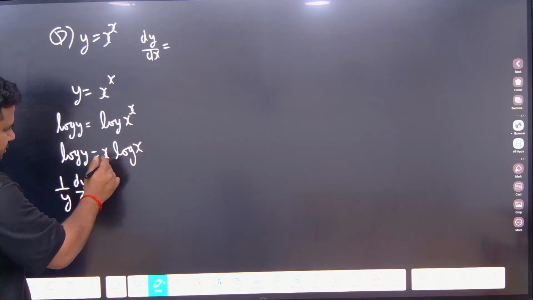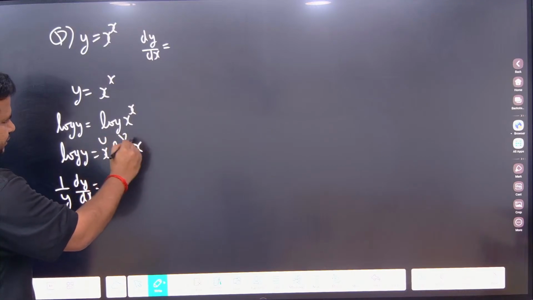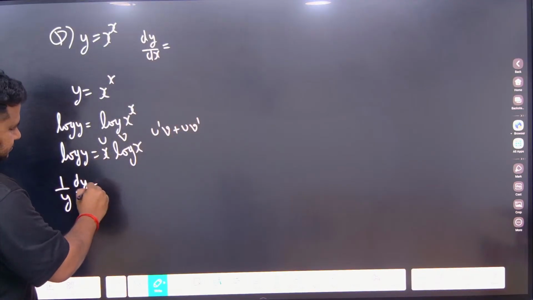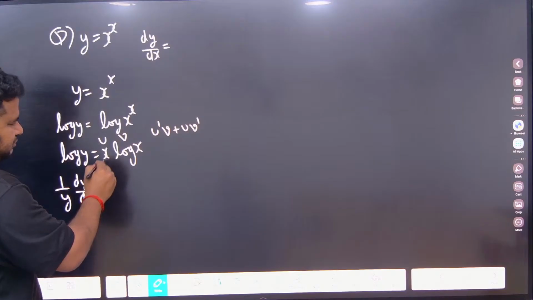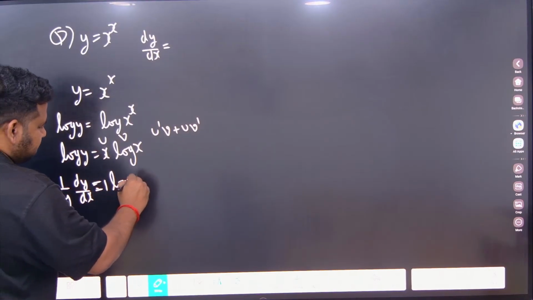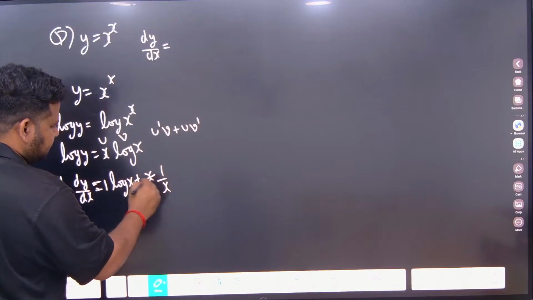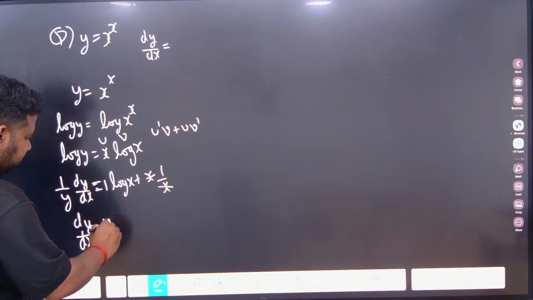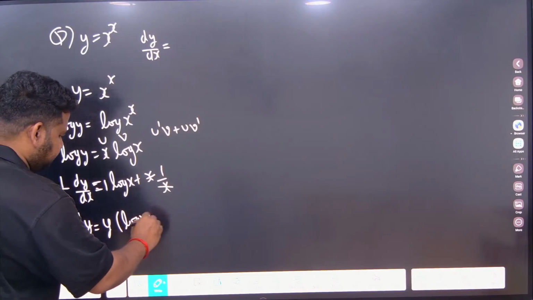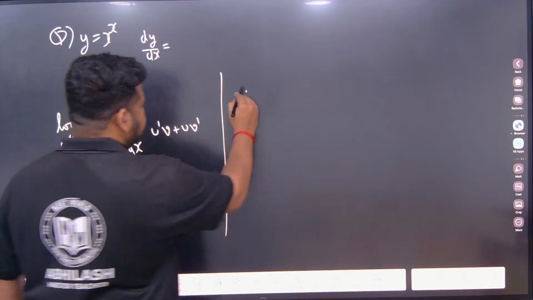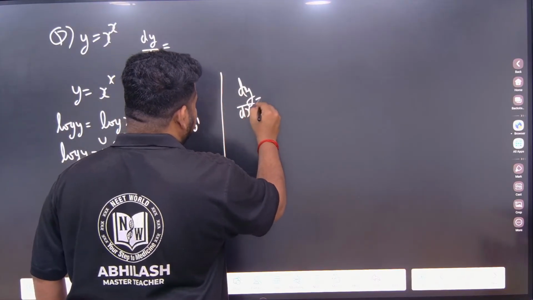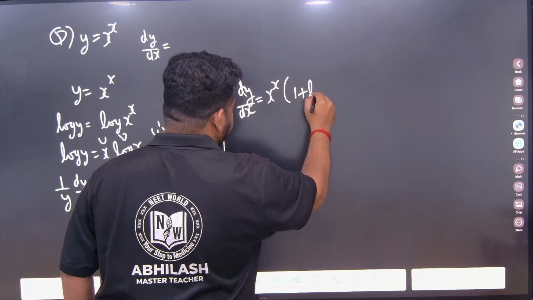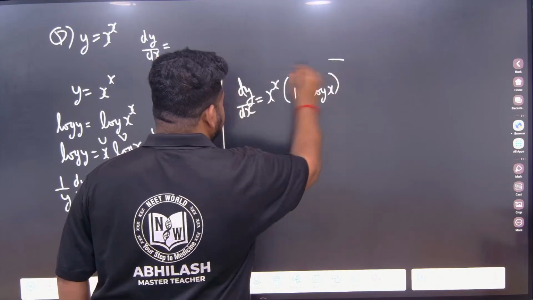On the right we have to apply the uv rule, that is u dash v plus u v dash. u is x, so u dash is 1, into log x, plus x into the derivative of log x, which is 1 by x, and the x cancels. So dy by dx is equal to y times 1 plus log x. And y is nothing but x power x, so dy by dx is x power x into 1 plus log x. This is the final answer, friends.